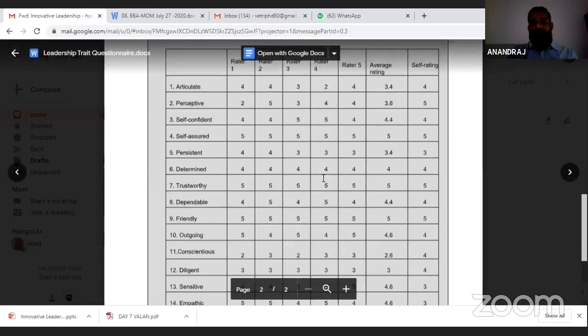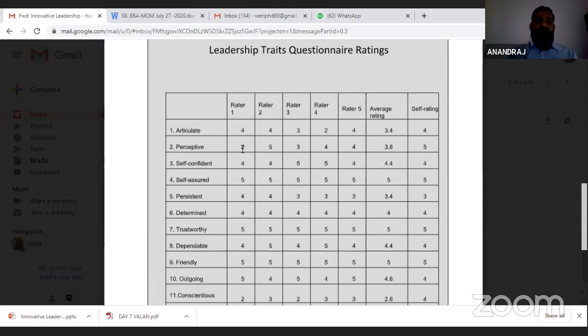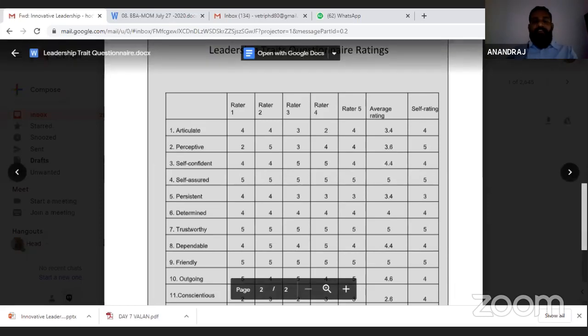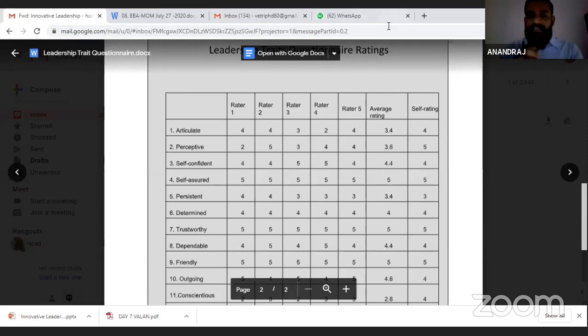This is an example. 1, 2, 3, 4, 5 are your friends' rankings. You take the average of your friends' ratings and compare it with what you rated for yourself. First, you do it for yourself, and then you circulate it. This is the questionnaire that I want to share with you, which may help you identify the traits that you possess.